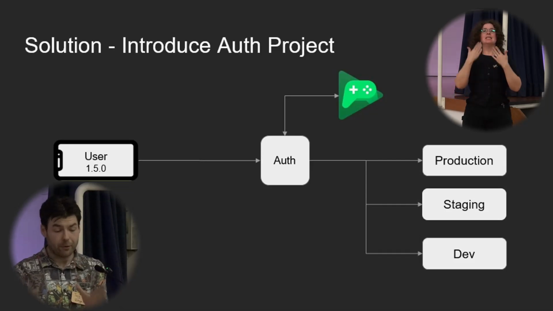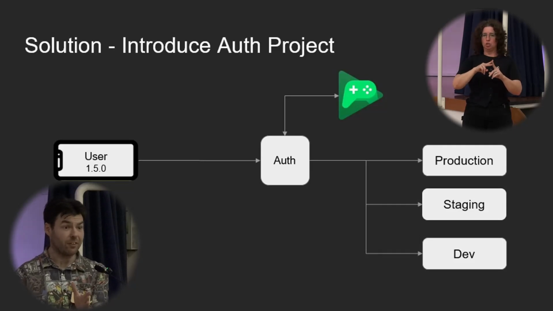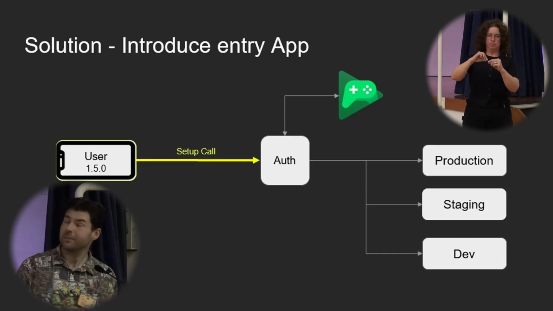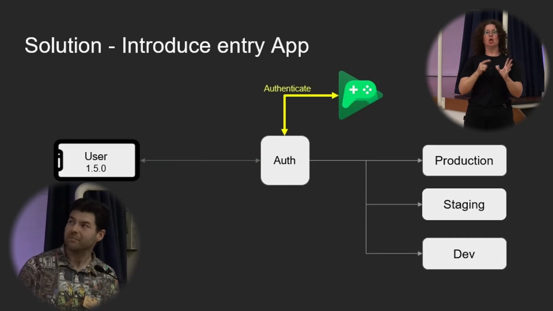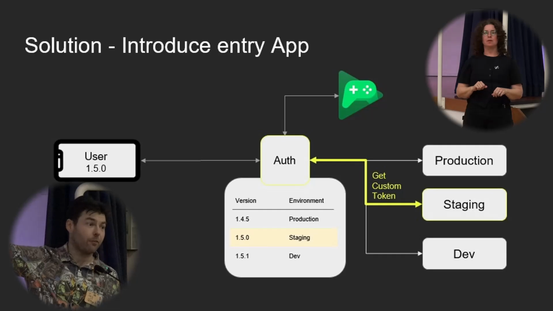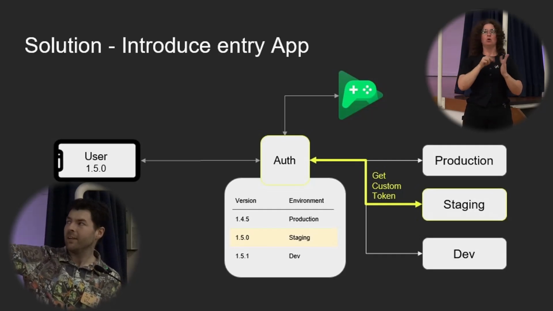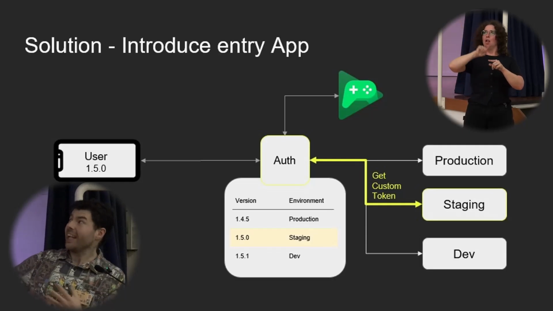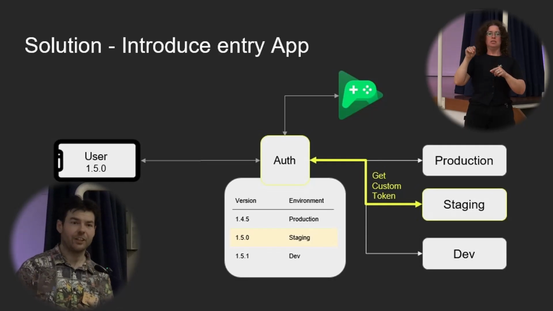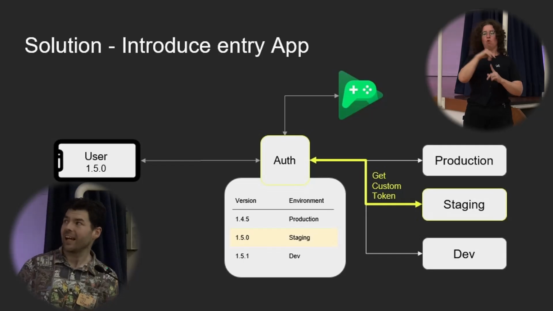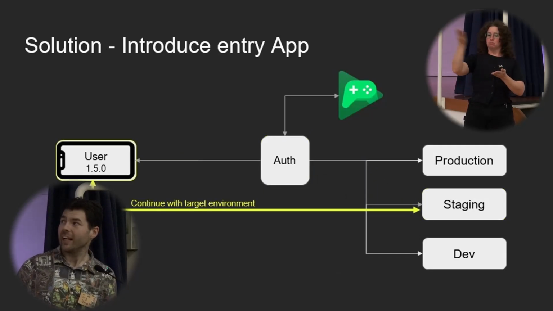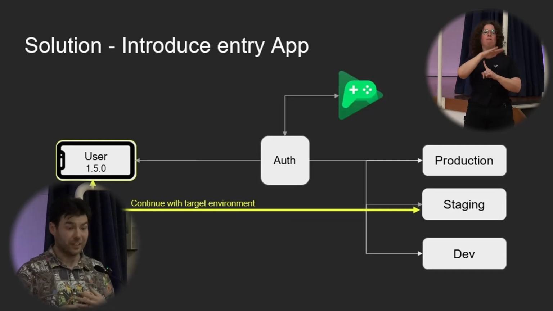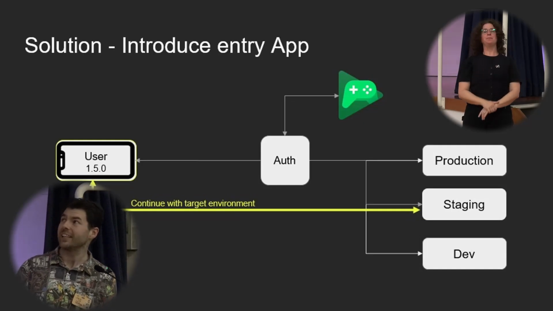This was a separate project which is just the first point of contact for your app. So your app can talk to this handy little app which does the authentication. It can then have a remote config which has a list of versions to production environments, and can get a custom auth token from the staging environment, or the environment that is relevant for that version, and pass that back to the user. The user can then use that to target directly the environment that it needs to talk to, and from there can just communicate directly to that environment for the rest of the session.